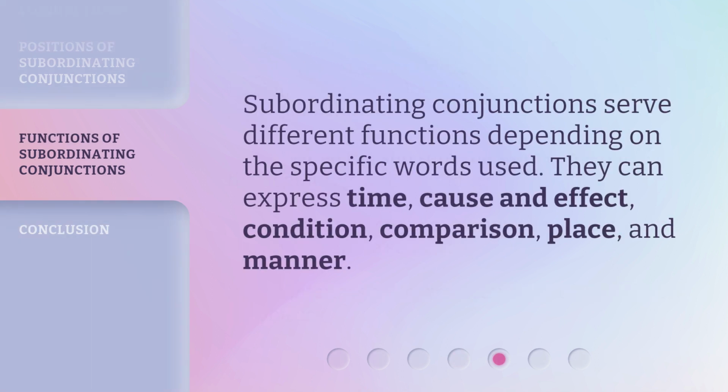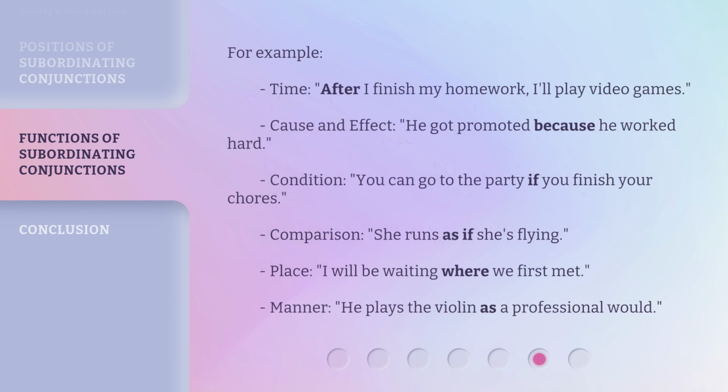Subordinating conjunctions serve different functions depending on the specific words used. They can express time, cause and effect, condition, comparison, place, and manner. For example, time. After I finish my homework, I'll play video games. Cause and effect. He got promoted because he worked hard. Condition. You can go to the party if you finish your chores.